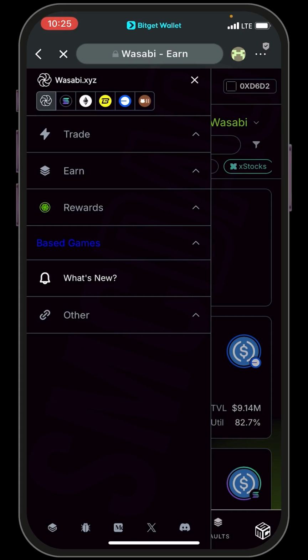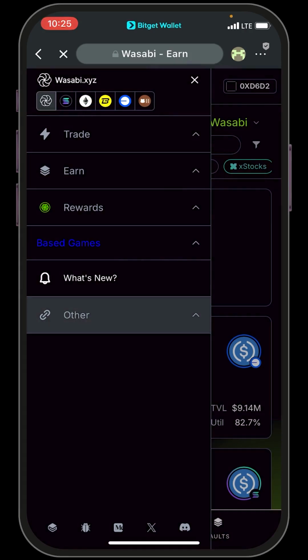So Wasabi currently supports 5 chains. The first logo from the right is Berachain, followed by Chain, then Blast, Ethereum, and Solana. Below the logos, we have trade, earn, and rewards.